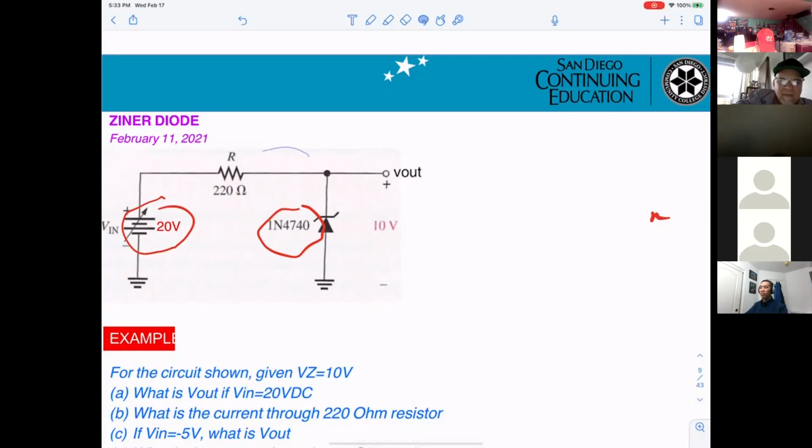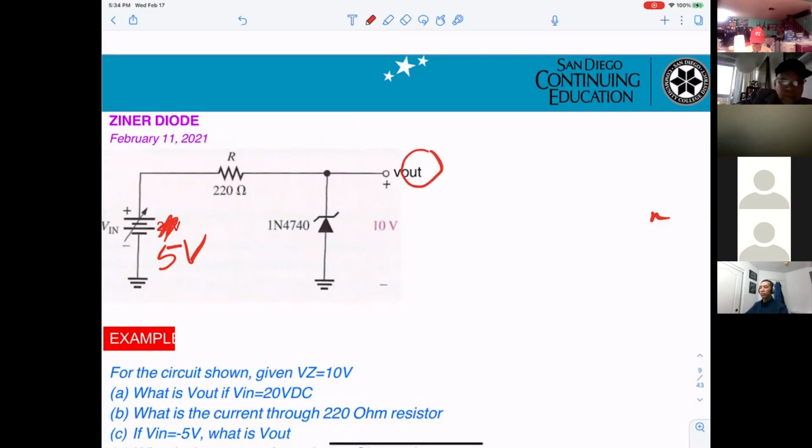That's what I try to see, how much people understand. Now, they say not 10, I can do 5 volts. Okay, and they want to know what the V out is here. 5 volts.